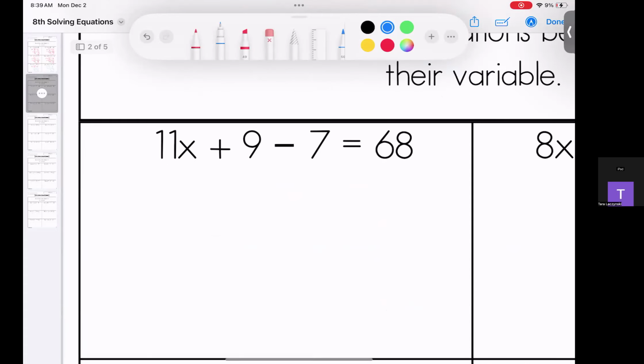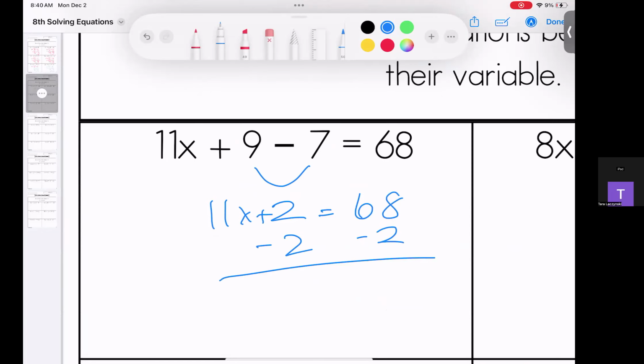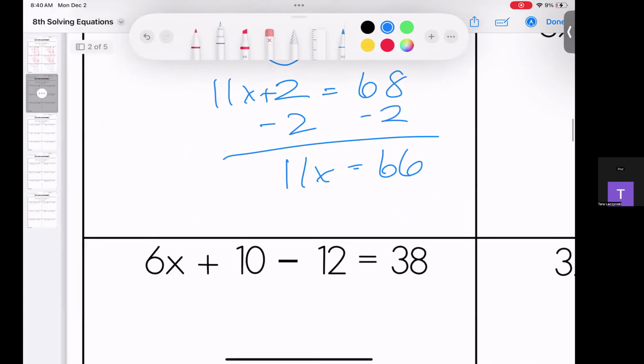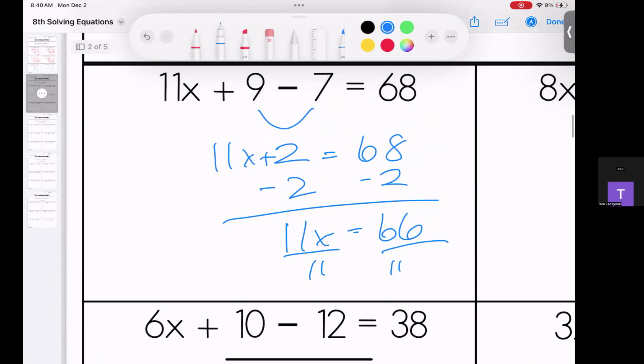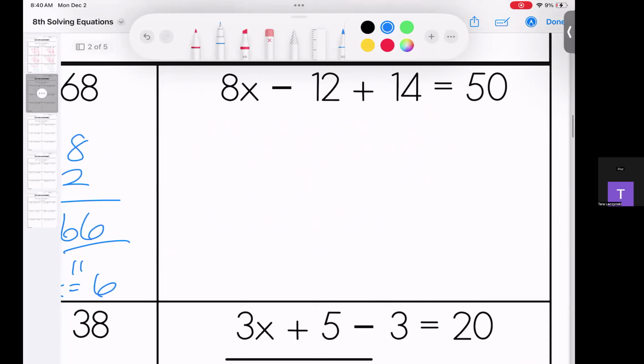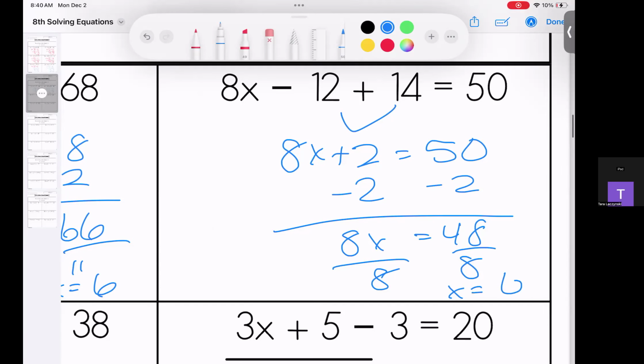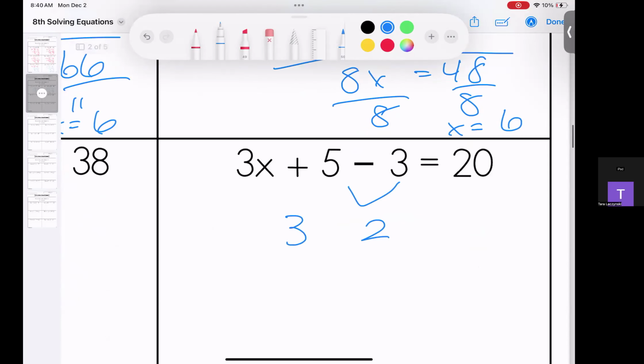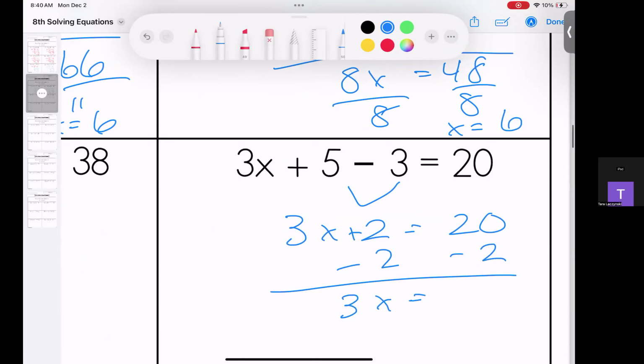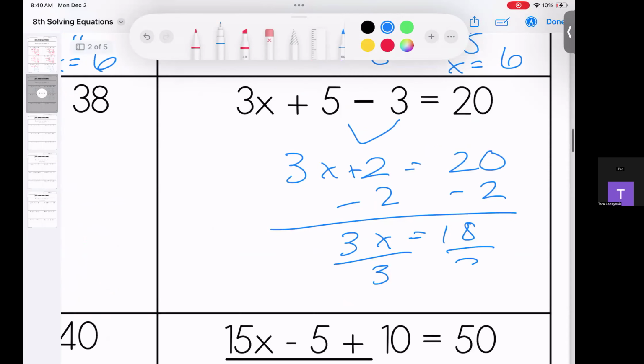Over here, we're doing the same exact thing. Subtracting. Always making sure that what you do is done on both sides to keep it balanced. X is equal to 6. Over here, we have a +2. Subtracting it, both sides, keeping it balanced. X is equal to 6. Over here, +2. Subtracting it from both sides. Dividing by that coefficient.